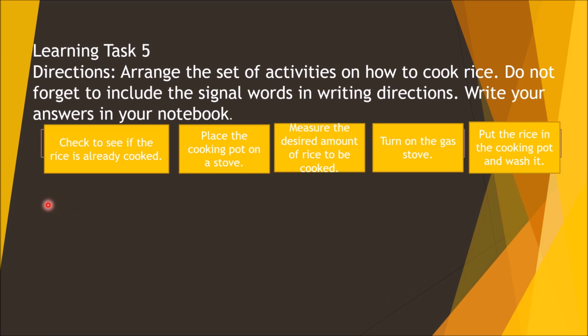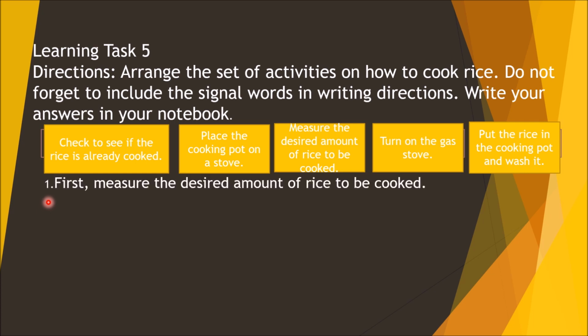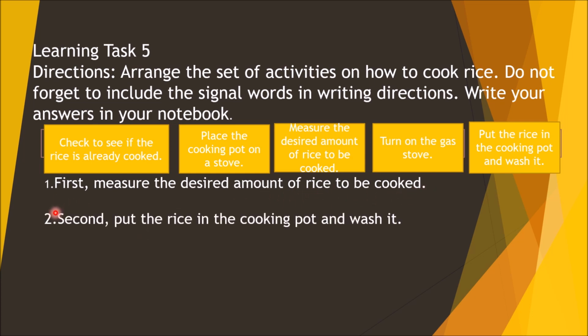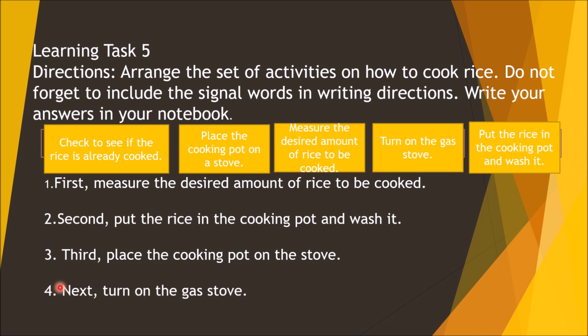Okay. Let's find out if your answers are all correct. So first, you have to measure the desired amount of rice to be cooked. Then second, put the rice in the cooking pot and wash it. Okay. Then third, place the cooking pot on the stove. Then fourth, next, turn on the gas stove.